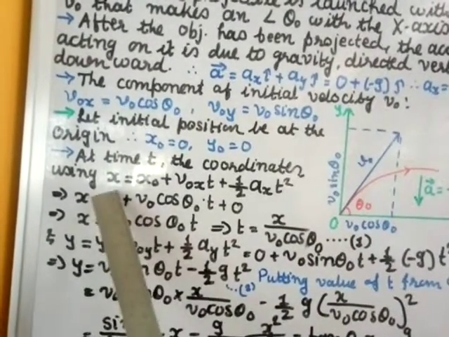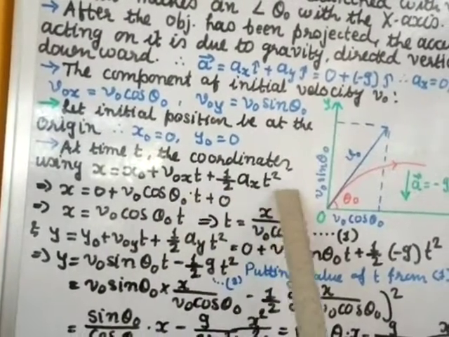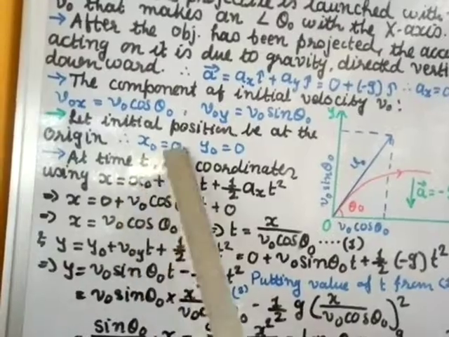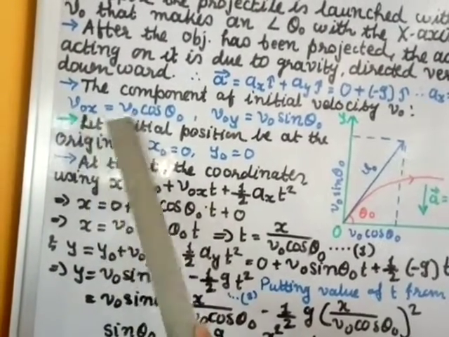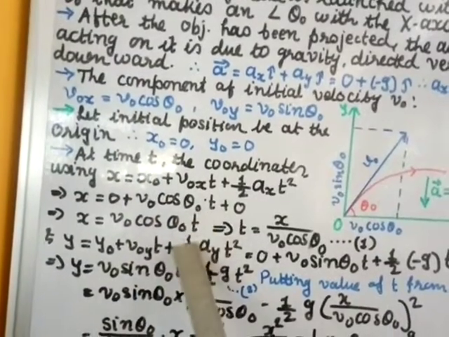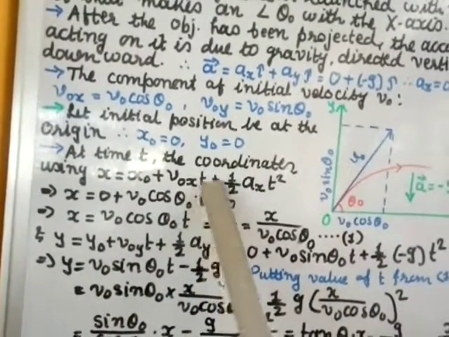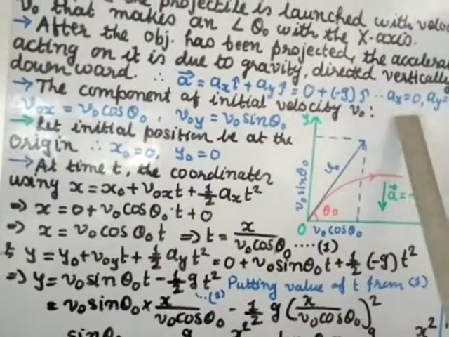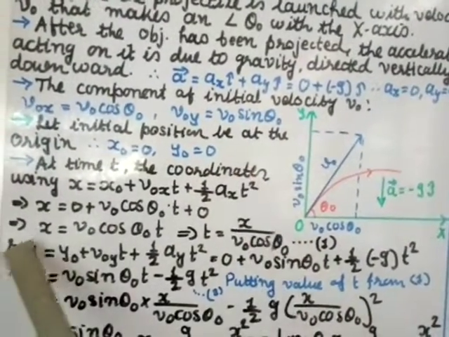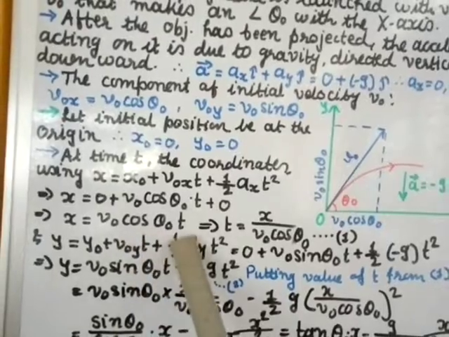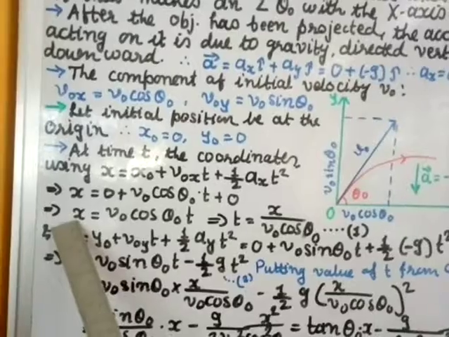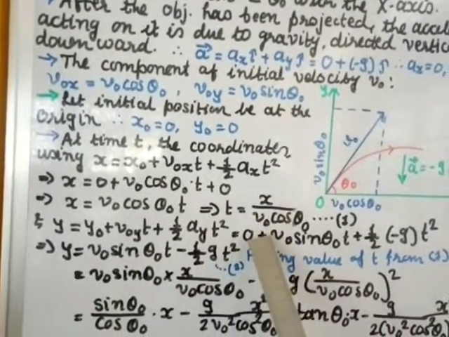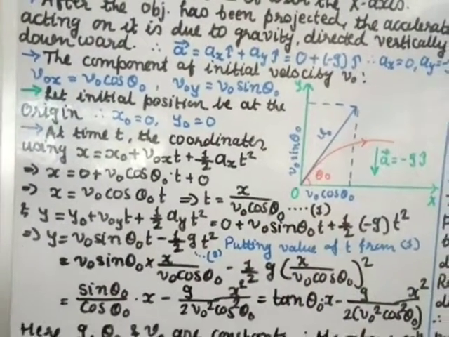So we use the formula x is equal to x naught plus v naught x t plus 1 by 2 ax t square. So x naught is 0, so put 0 plus v naught x. v naught x is v naught cos theta naught. Put the value t as it is, plus ax is also 0, so this term will become 0, so you get x is equal to v naught cos theta naught t. From here, if you transfer this term over here it will go in the denominator, so t value is x divided by v naught cos theta naught, call it number 1.